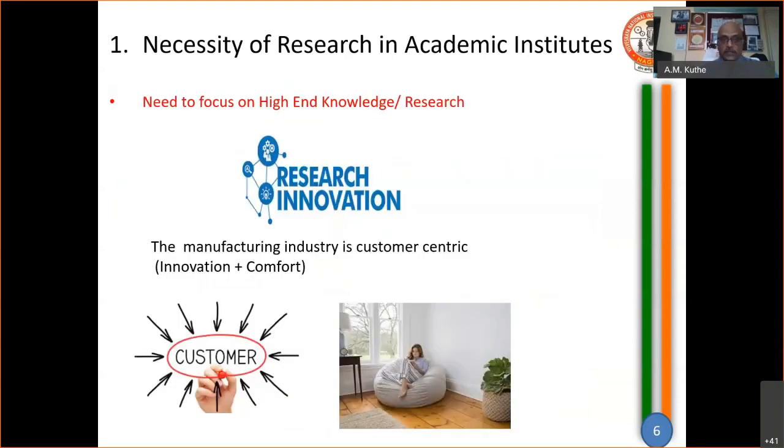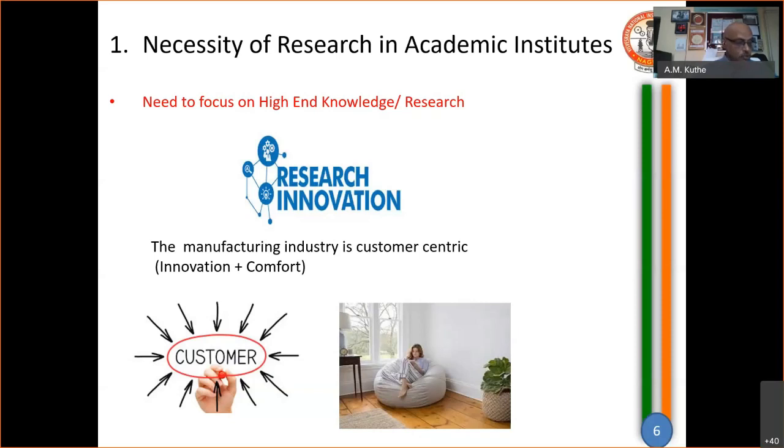So there is a need to focus on high end knowledge, that is research. What exactly are we looking at? When you focus on high end knowledge or research, that means it is research or some innovation. Nowadays, the manufacturing industries are customer centric, wherein innovation and comfort to the customer play the dominant role.